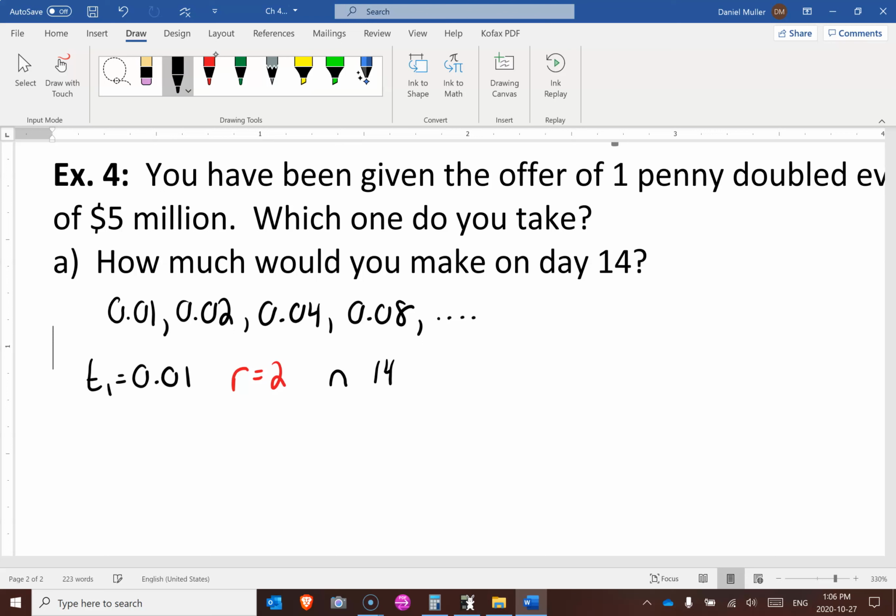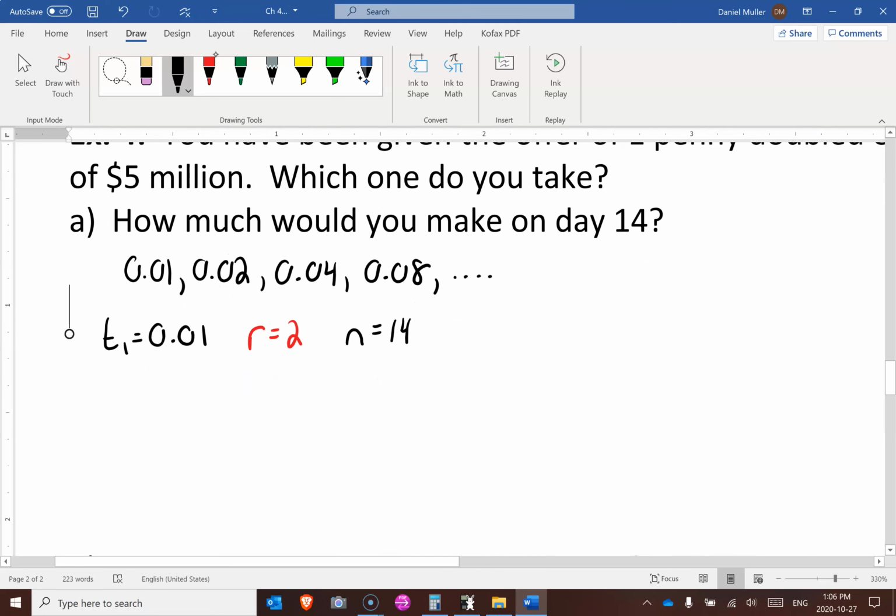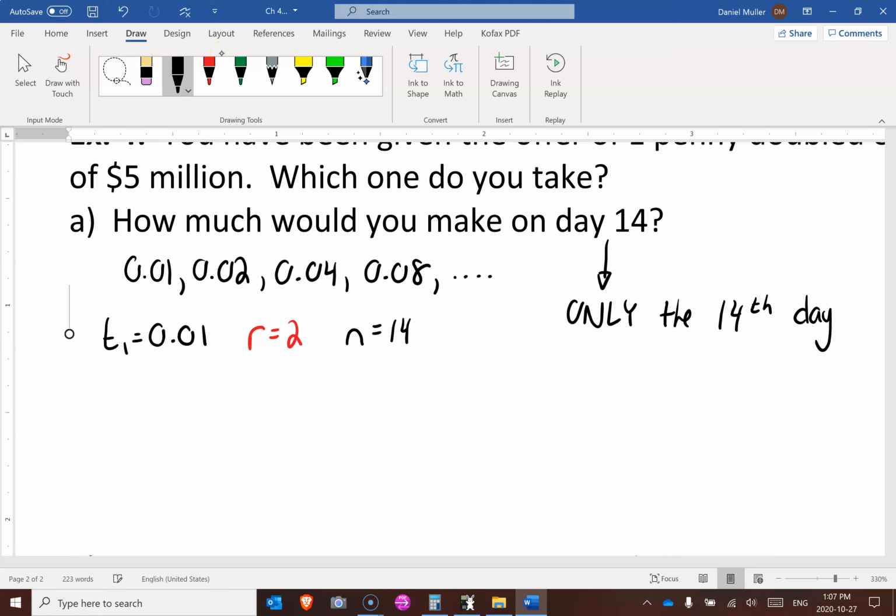So how much money would we have? How much money would you make on day 14? So that is a Tn question. We're not asking, can you sum up the first 14 days? That's only the 14th day. That's all we're looking at here. So we're going to do a Tn, which is T1 times R to the n minus 1. So we're finding the 14th term, the amount of money we make on day 14.